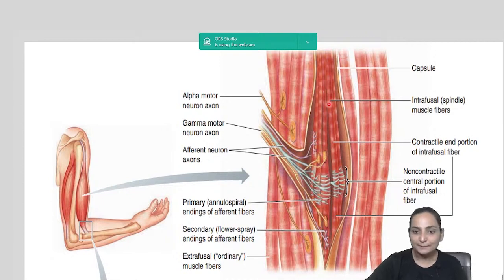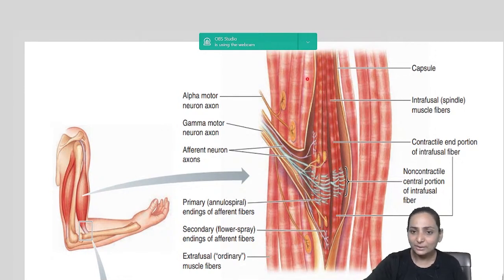Can you see that this intrafusal muscle fiber is parallel to the extrafusal muscle fiber? Apart from this, it has a bag-like structure, which we will study in detail when we cover the constituents of the muscle spindle. Another thing to notice is that this is the central or equatorial region of the intrafusal muscle fiber, which is the non-contractile central portion. This is the peripheral portion.